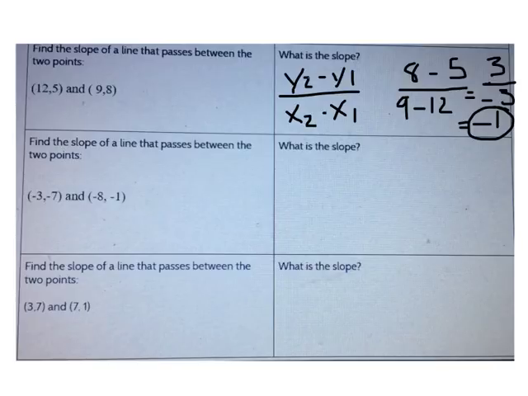y2 is 8, y1 is 5. 8 minus 5 is 3. x2 is 9, x1 is 12. 9 minus 12 is -3. 3 divided by -3 is -1.